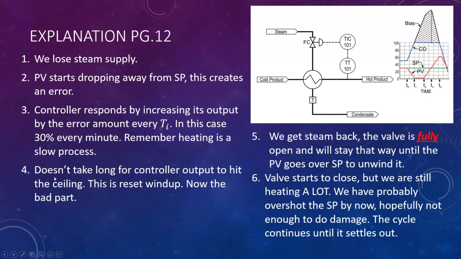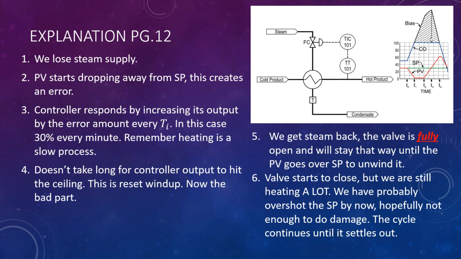Finally, what happens here? It doesn't take long for the controller output to hit the ceiling. This is what we call reset windup. At this point, it isn't bad, but everything after this point is called reset windup, because this is accumulated error. Now what happens? We get steam back. Whatever happened over here is fixed. The steam valve now is absolutely fully open.